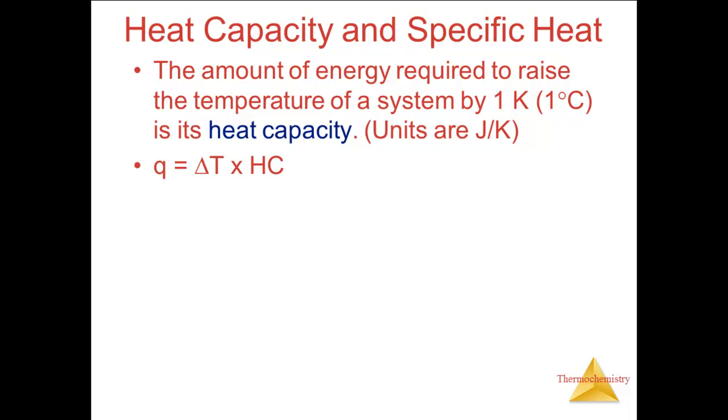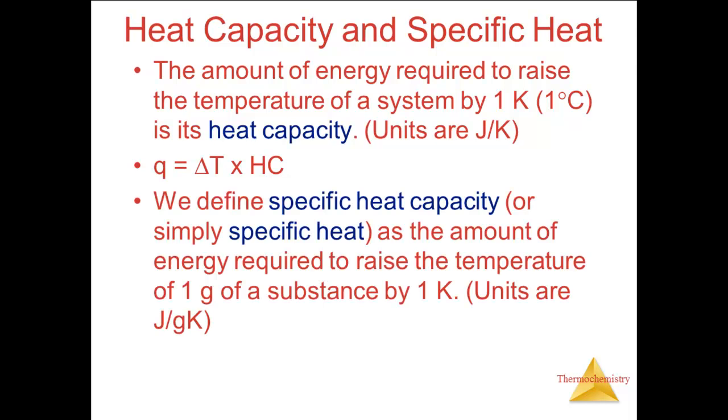The equation used to determine the heat transferred with the heat capacity is Q equals delta T times Hc. The specific heat is the energy needed to raise the temperature of 1 gram of a substance by 1 Kelvin, or 1 degree Celsius. In order to use specific heat, we need to know the mass of our substance. The equation used to determine the heat transferred with specific heat is Q equals grams times delta T times SH, or specific heat.